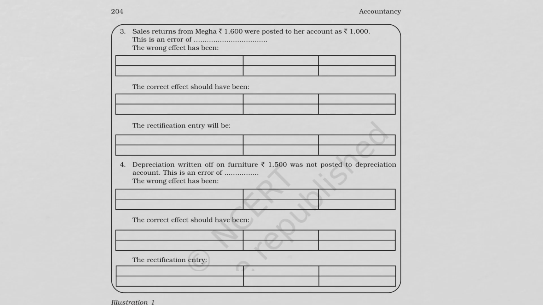Next we have sales return from Megha rupees 1,600 were posted to her account as rupees 1,000. So this is basically an error of commission because the correct account is used but the wrong amount is posted. So the wrong effect: sales return account debit rupees 1,600 to Megha rupees 1,000. So Megha's account was credited by 600 rupees less. The correct entry should have been sales return account debit 1,600 to Megha 1,600.